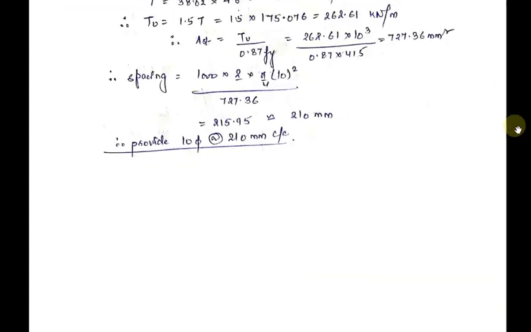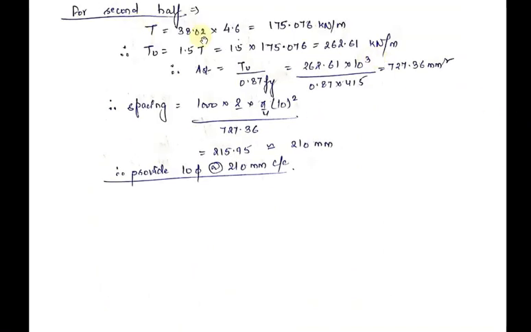So in the second half, I am going to use the value 38.02. This multiplied by 4.6 will give you the total T, that is the pressure to be resisted by the vertical ties. Therefore TU can be calculated by this formula, 1.5 into T. AST will come out to be 727.36 mm square. Therefore the spacing can be calculated as 210 mm. So for the second half we will provide two-legged 10 dia stirrups at 210 mm center to center.